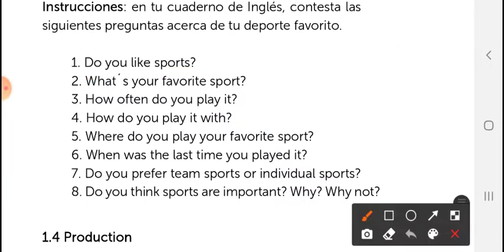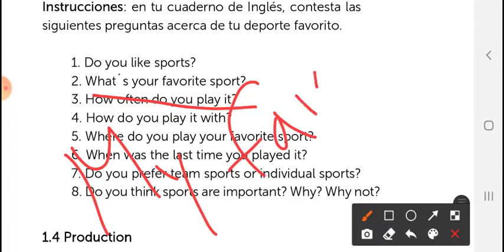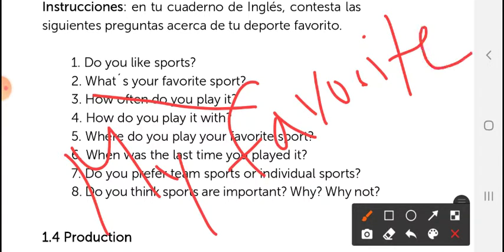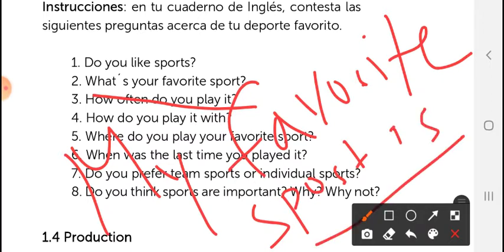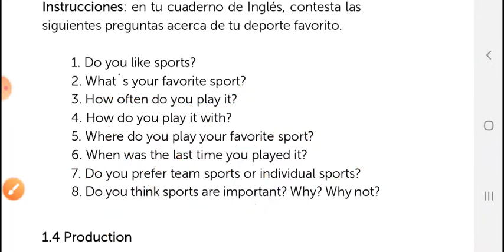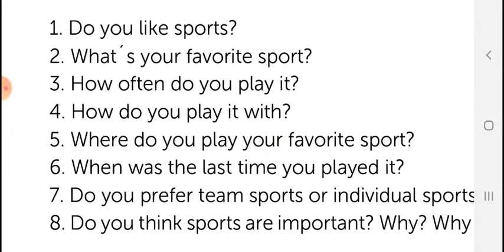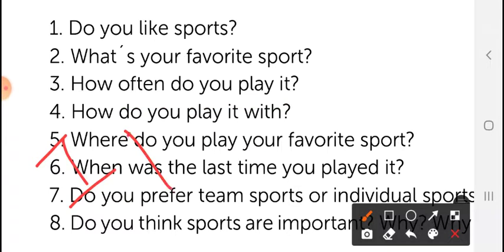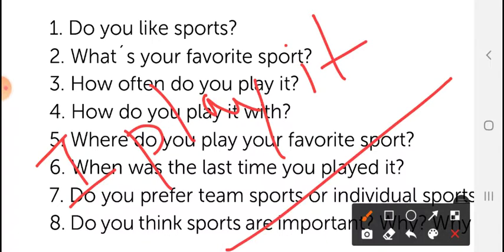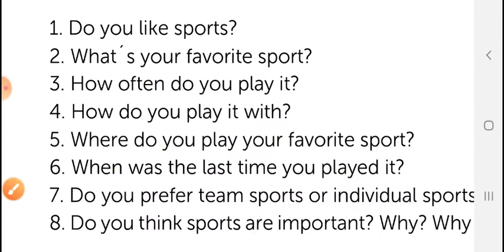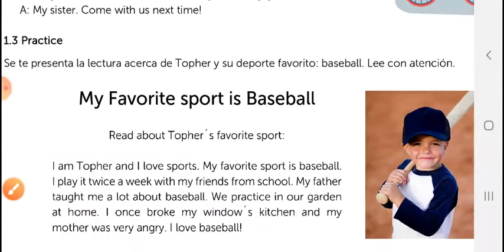What sport is your favorite? My favorite sport. My favorite sport is swimming, for example. My favorite sport is soccer. My favorite sport is tennis. How often do you play it? I play it once a week, twice a week, 2 veces a la semana, una vez a la semana, ¿ok?